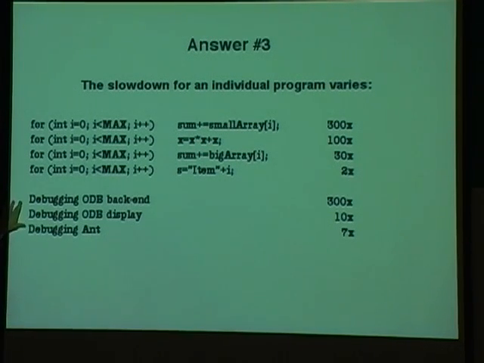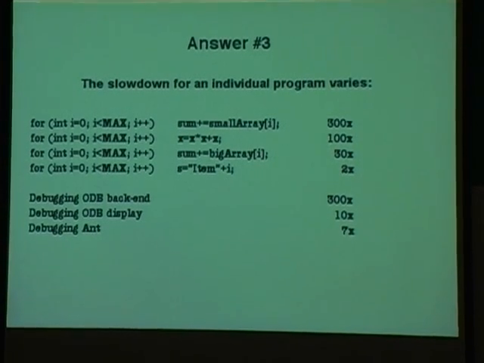So debugging the ODB, a factor of 10 to 300. Debugging ANT, for example, about a factor of 7. So I recompiled ANT underneath ANT. It ran 7 times slower. And I was happy with that.